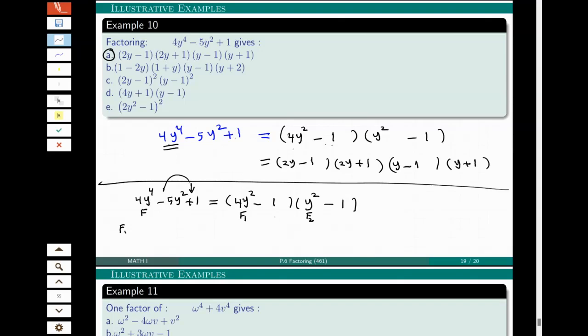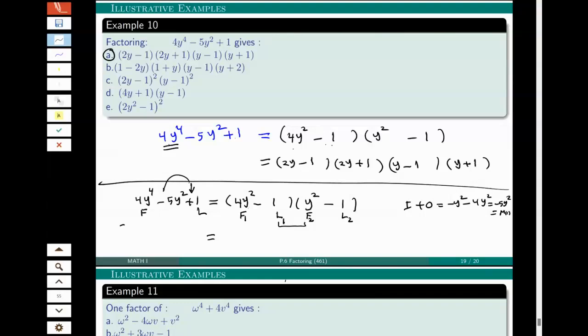Now, minus 1 times minus 1 is the last, and the last should give me the last, minus 1 times minus 1. And inside, plus outside, this is inside, minus y squared. And the outside minus 4y squared, that is minus 5y squared, which is equal to the middle.